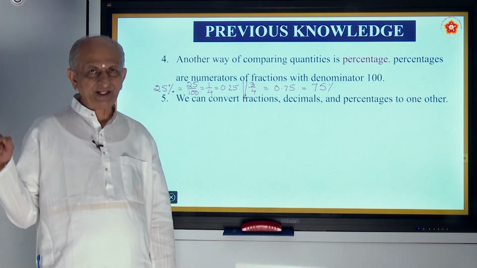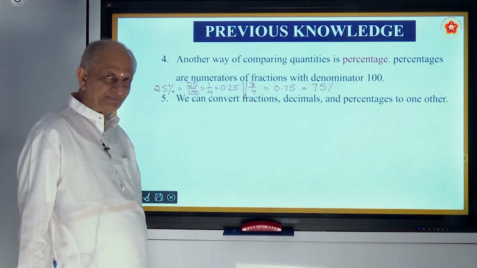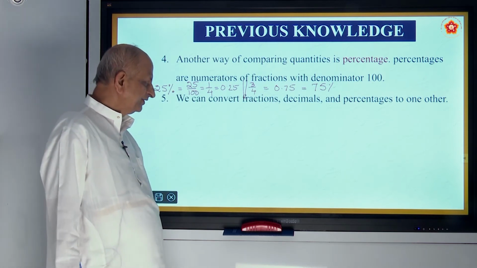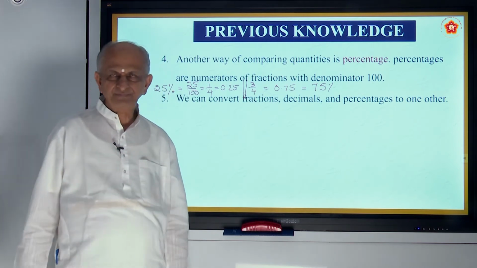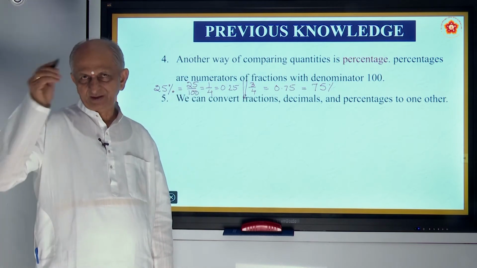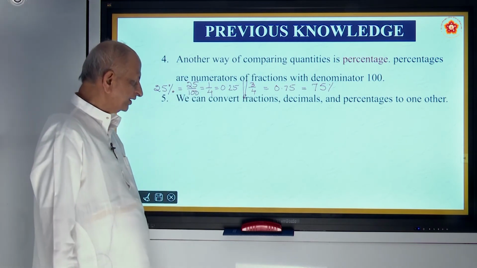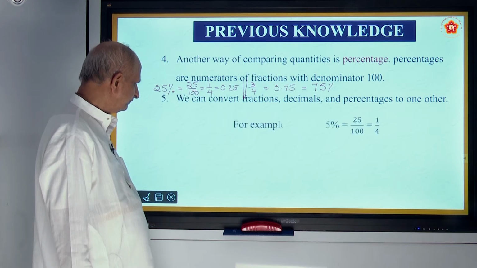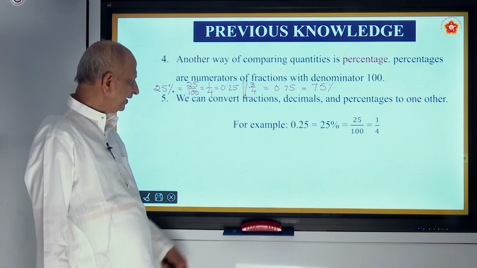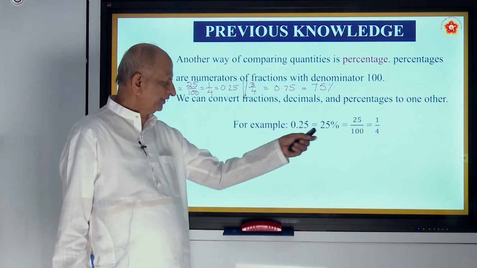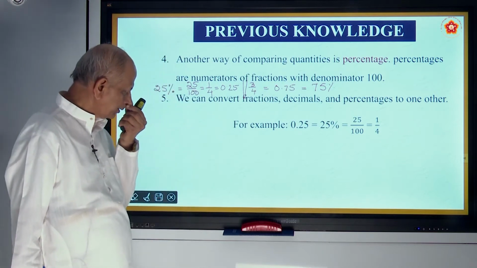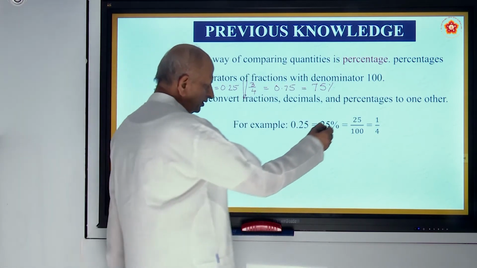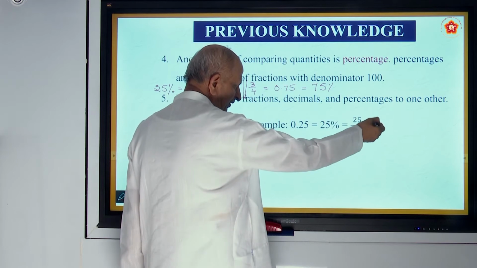So a ratio can be in the fraction form, and if a decimal is there, you can make it to fraction form. If the percentage is there, you can bring it to fraction form. That is the meaning. For example, 0.25 means 25%. How did you get it? 25 by 100, that is 1 by 4.